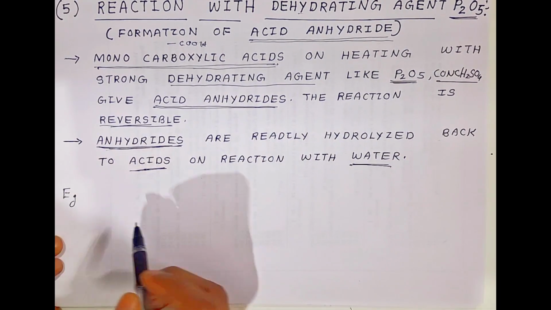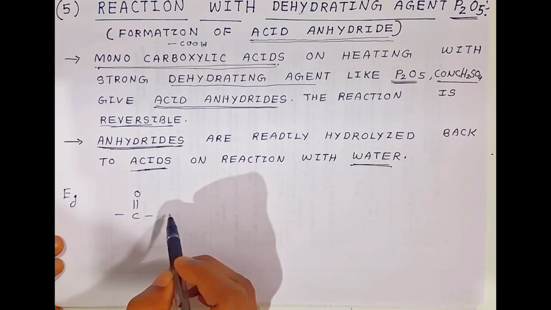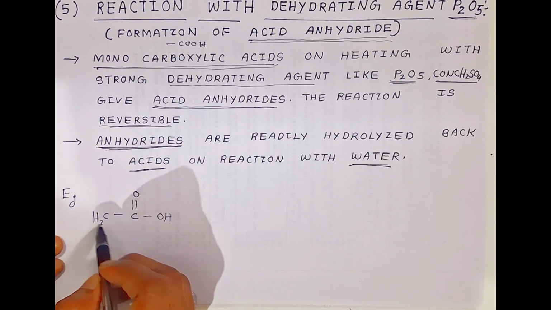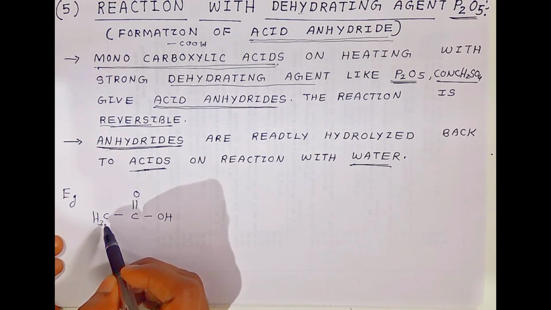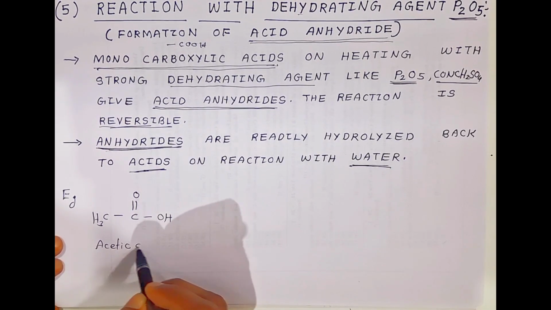Example, the simplest monocarboxylic acid. Carbon has two valencies; one valency is always taken by the hydroxyl group, and the other valency I am replacing with methyl. It may be ethyl, it may be propyl. Okay students, the first carbon-containing alkane, that is methyl, I have taken here. It is called acetic acid. This is the acetic acid, students.